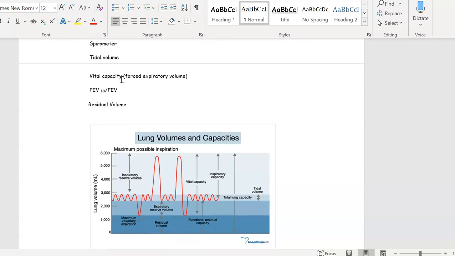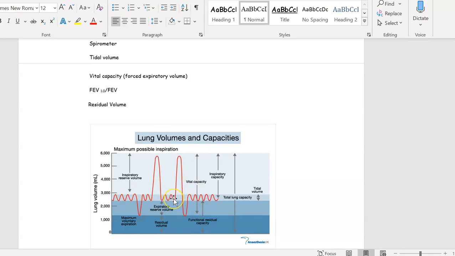Next volume is vital capacity. Let me go down here and show you this. Here's tidal volume, the amount you inspire or expire per breath. All of those are tidal volume. Vital capacity is right here, from here to here.